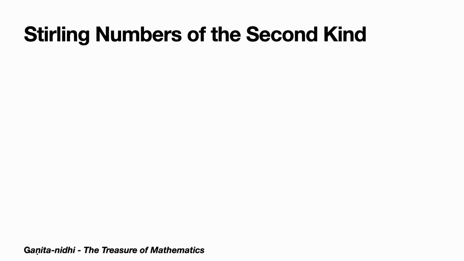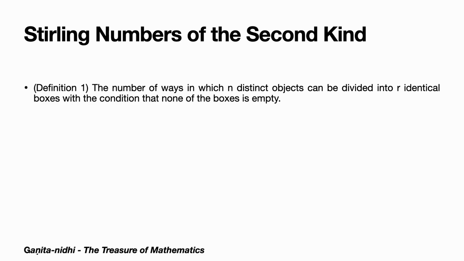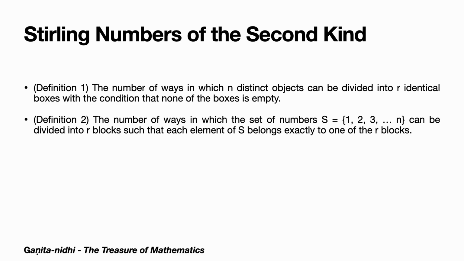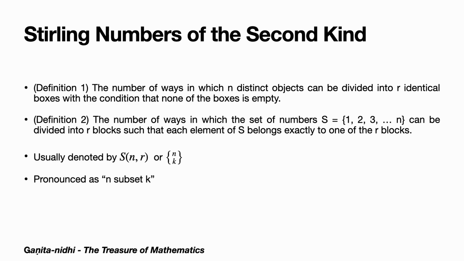We can define Stirling numbers of the second kind in two ways. One, the number of ways in which n distinct objects can be divided into r identical boxes with the condition that none of the boxes is empty. Equivalently, we can give an alternate definition. The number of ways in which the set of numbers S, which is natural numbers 1, 2, 3, so on till n, can be divided into r blocks such that each element of S belongs to exactly one of the r blocks. This is how we usually denote these numbers: S(n, r), or within curly braces n over k, and we pronounce this as n subset k.